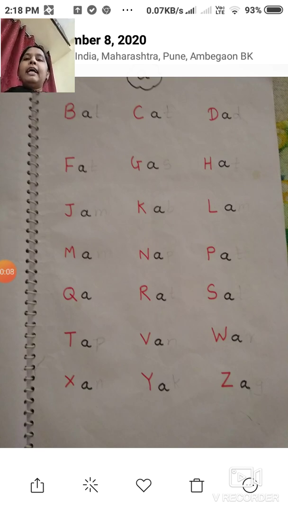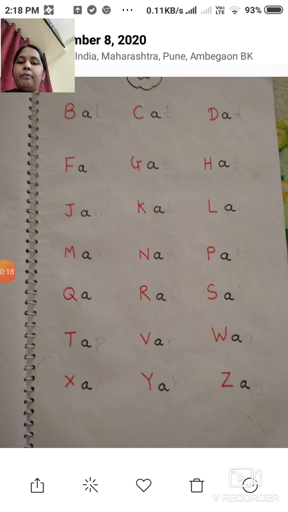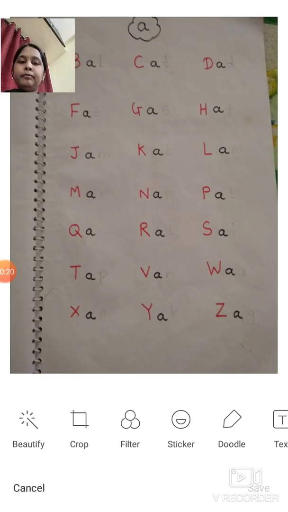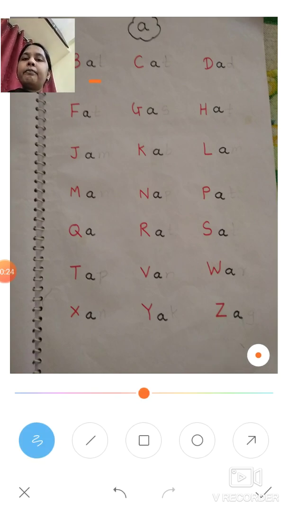In last term, first term, we studied the A sound. So we are going to revise this A sound. So, what is B A? Okay, one minute. Tell me, what is B A?